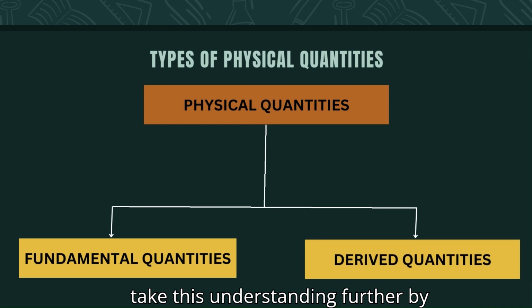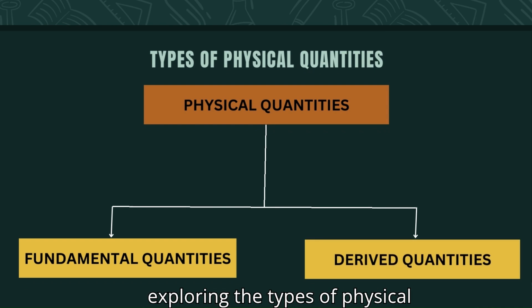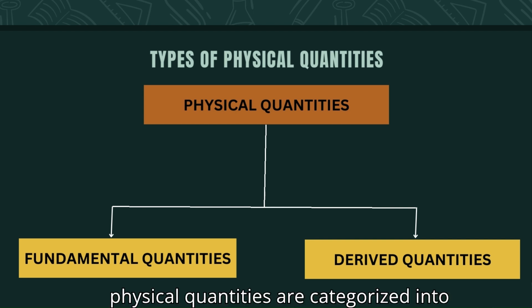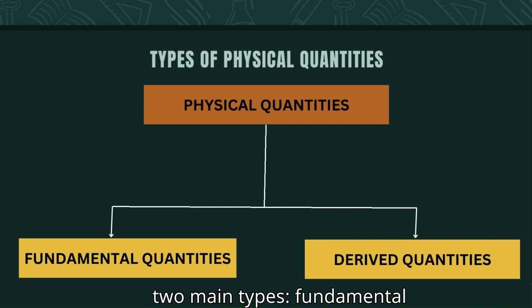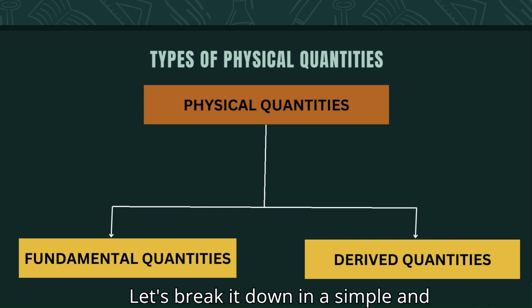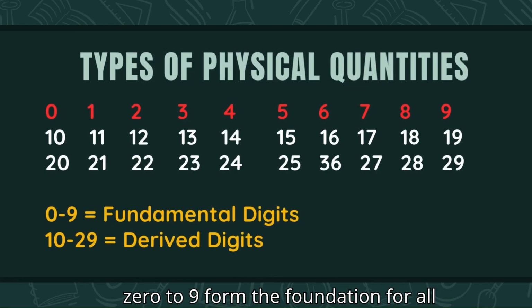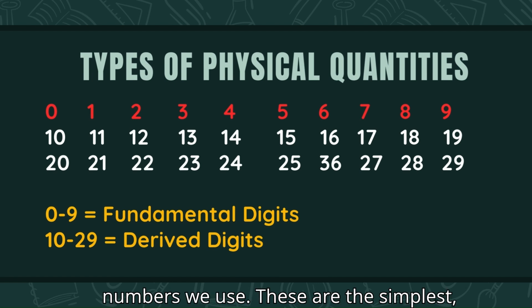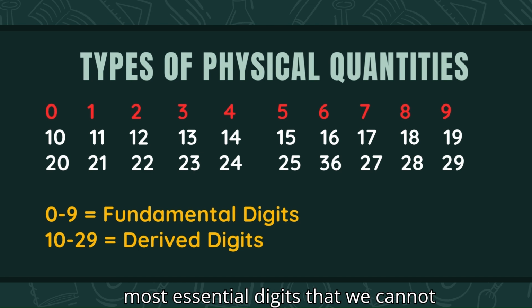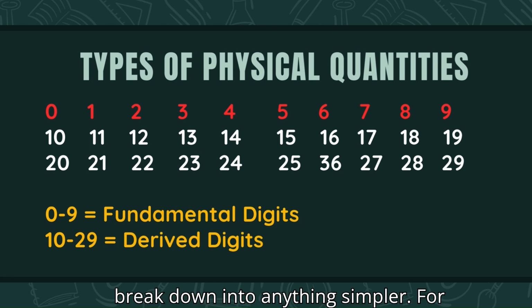Now, let's take this understanding further by exploring the types of physical quantities. In physics, physical quantities are categorized into two main types: fundamental quantities and derived quantities. Let's break it down in a simple and relatable way. The digits 0 to 9 form the foundation for all numbers we use. These are the simplest, most essential digits that we cannot break down into anything simpler.